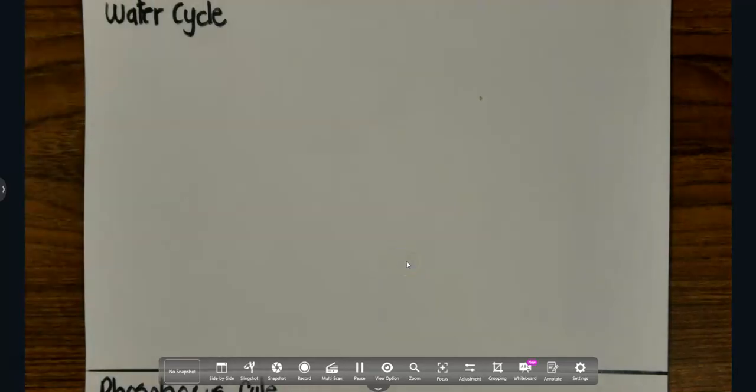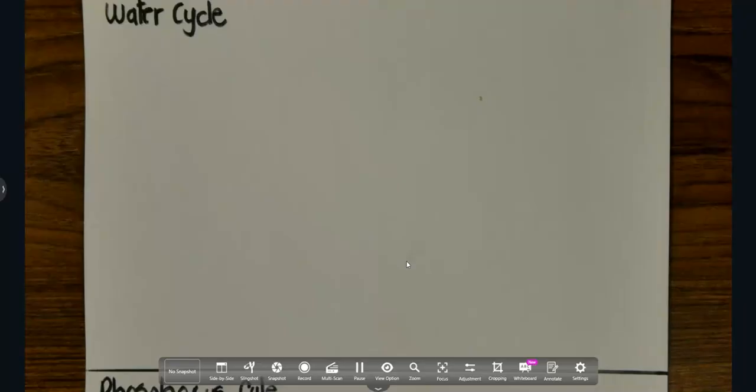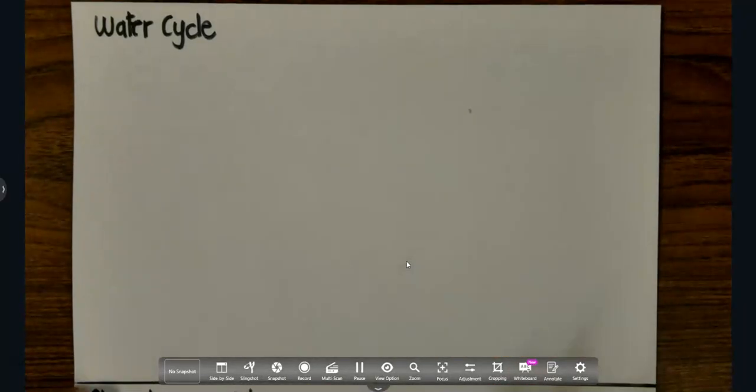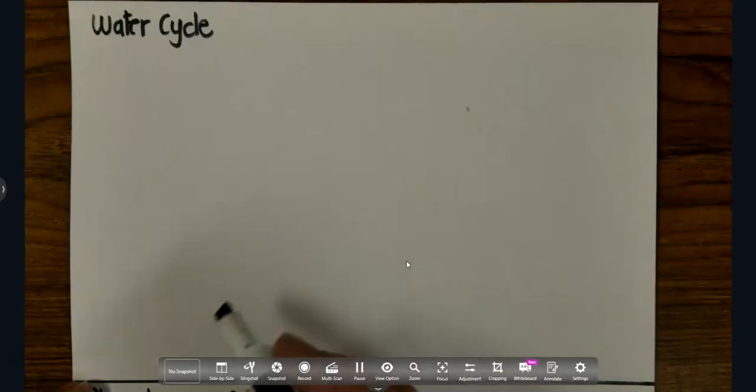Okay, so we've got two cycles to look at today. One which you're going to be really familiar with and one which you probably aren't. We're going to start with the familiar one first, and that's the water cycle. Y'all probably remember the water cycle song and all that. So let's go ahead and talk about this one.